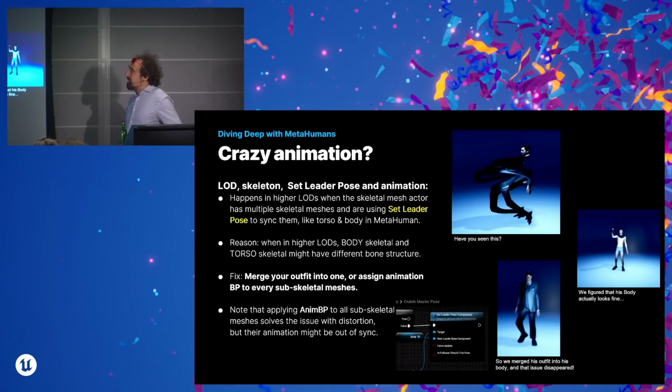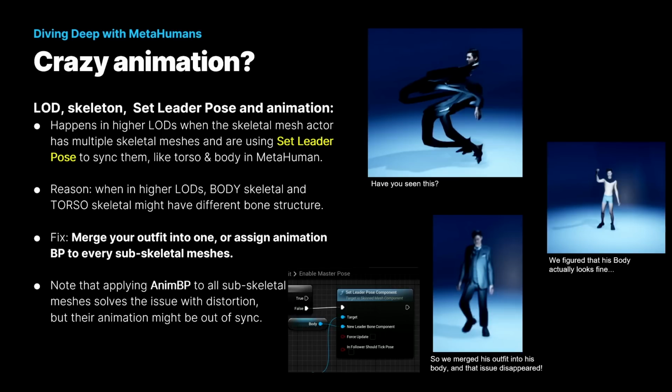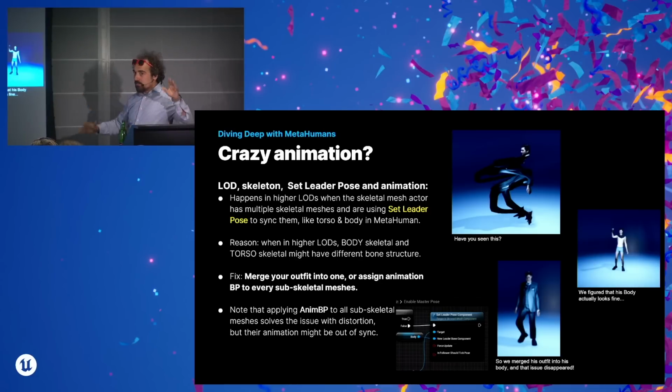If you've got some crazy animations happening, especially at the body, one of the main ways that we've been able to solve this has been looking at the function that all MetaHumans have called enable master pose. And this is why when you assign an animation to the body, it also works with the feet and the pants and all the other skeletal meshes that are part of the MetaHuman structure, because you have this set leader pose component where you're saying, hey, I want everything to follow the body. Just treat that as the thing that knows what it's doing, and do the same thing.